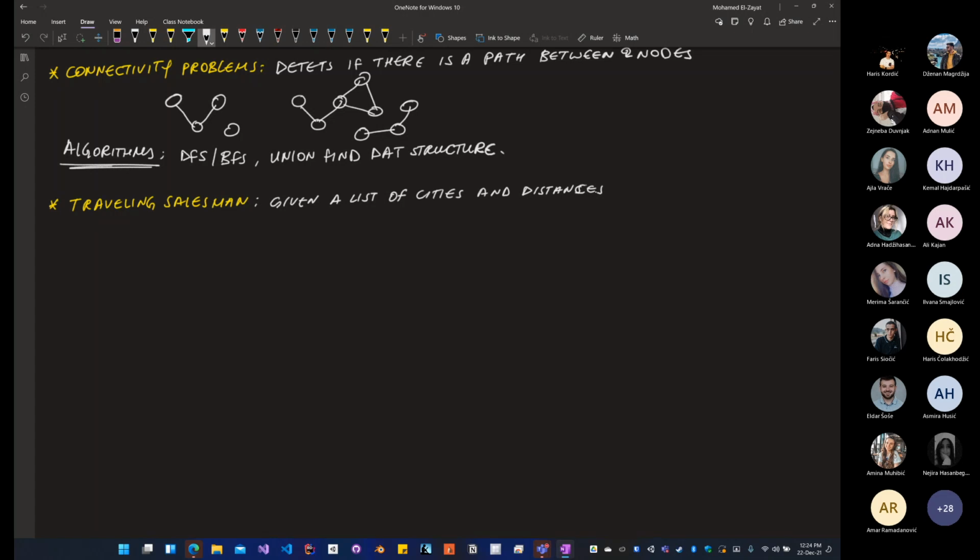So if you have a list of cities and distances between every city, find the shortest possible path to visit each city exactly once, and return to the origin city.